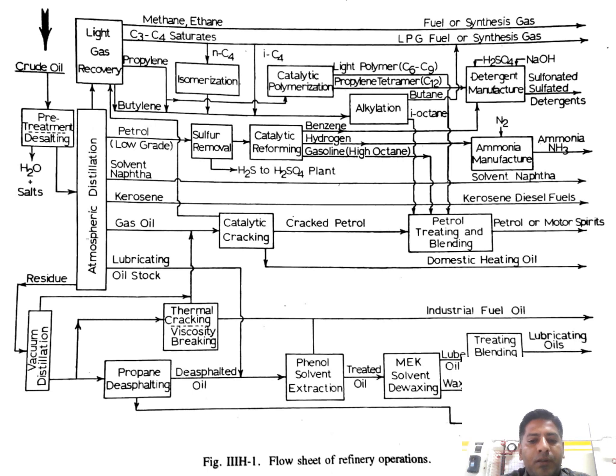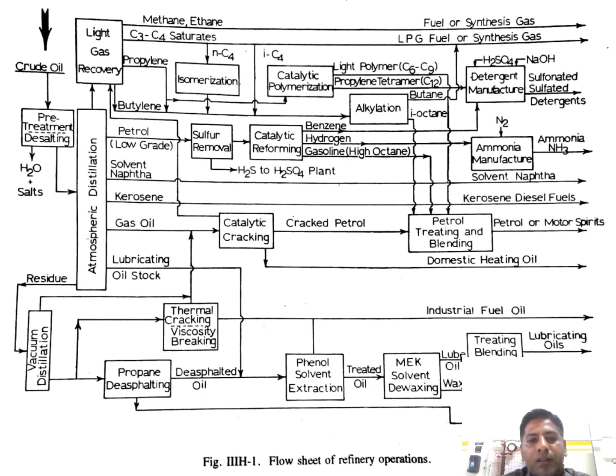The flow sheet represents the refinery operations: how the feed is taken and what outputs can be produced. The crude oil is taken as the feed material and sent to the advanced distillation unit. Before that, pre-treatment by desalting takes place, the removal of water particles and salt materials. The residual at the bottom is sent to vacuum distillation. From the vacuum distillation, a number of products can be taken by using thermal cracking, visbreaking and propane deasphalting.